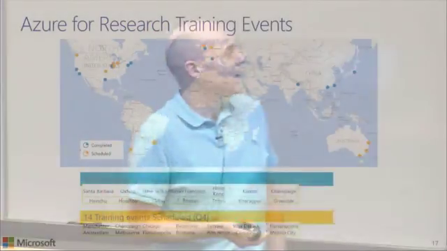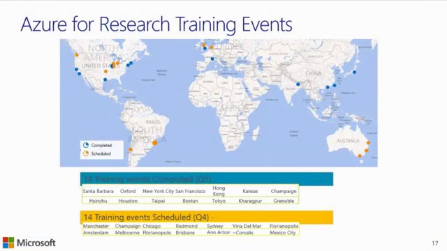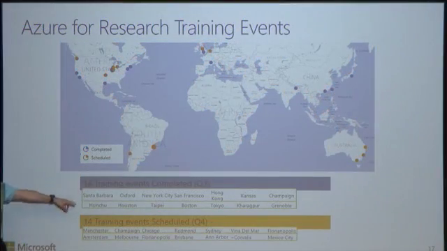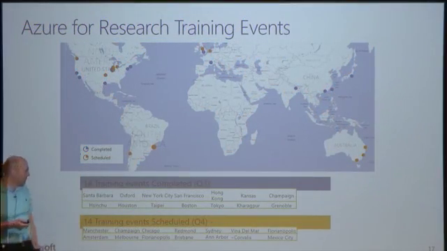The first one of these is the training. In the last quarter or so, we've done 14 training events. We've got another 14 scheduled to the end of Q4, which takes us pretty much to the end of the year. If you're interested in hosting training, let us know. Dennis will guarantee that we'll deliver it at your university. No, we can't guarantee that we can deliver it at your university.